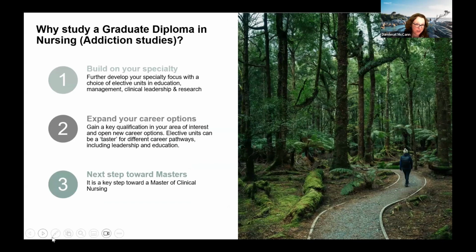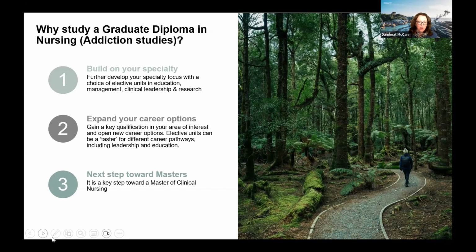Why would you think about going on to study a graduate diploma in nursing? So I think when we look at the graduate certificate in addiction studies, you're doing 4 units where the sole focus is on addiction studies and your practice setting. They're very clinically focused. Going through to the graduate diploma, that's where you are further developing that specialty focus, but you have a choice of elective units across areas like education, management, clinical leadership, research. And this gives you the opportunity to expand your career options.